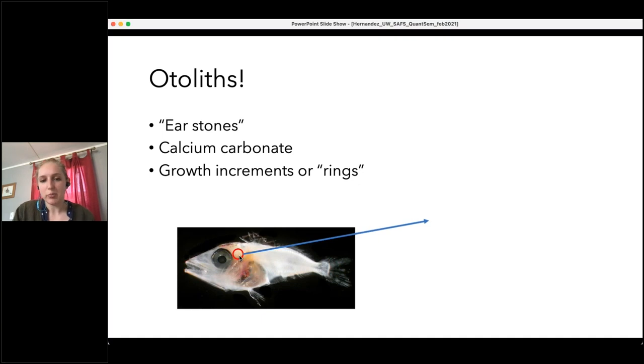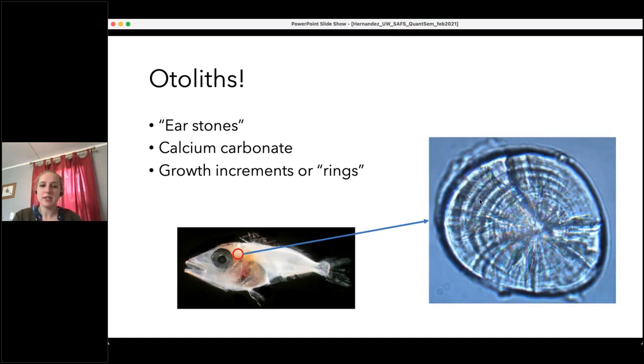when we extract these in the laboratory, we look at them with transmitted light in a compound microscope, we can see these growth increments or rings. So this has to do with cycles in the feeding and metabolism of these fishes. You get different accretion rates and different density of this mineral and protein structure. And in most marine larvae, these cycles are actually daily. And so we can resolve the age of the larva in days.